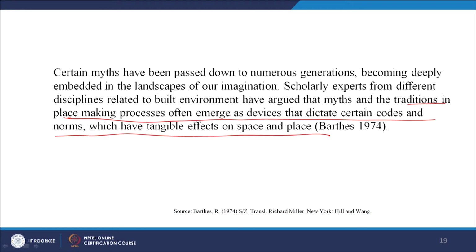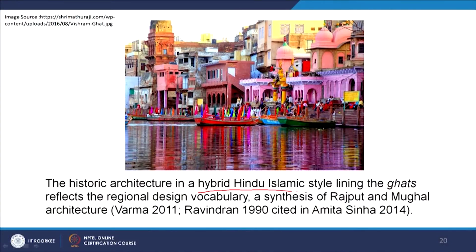placemaking processes often emerge as devices that dictate certain codes and norms which have tangible effects on space and place. Now, you can see until the 19th century, these are all very much Hindu dominant, but then with a gradual influence of many Islamic influences, you can also see the whole Vishram Ghat of Mathura, the whole river banks, the whole landscape of the setting, composed in a kind of hybrid Hindu-Islamic style, and it reflects the regional design vocabulary, which is a kind of synthesis of Rajput and Mughal architecture.